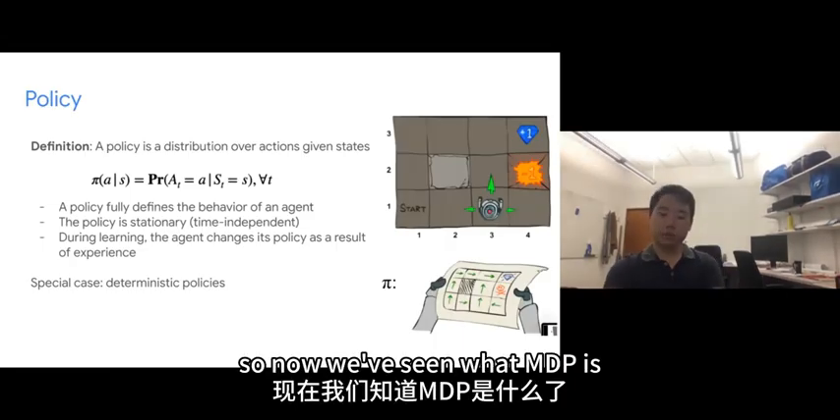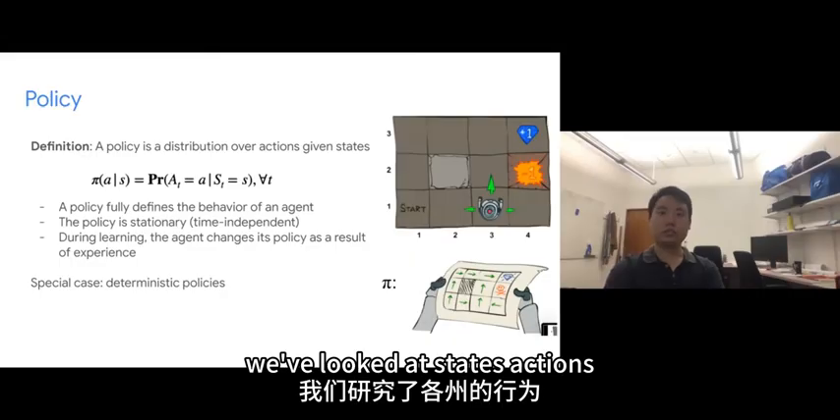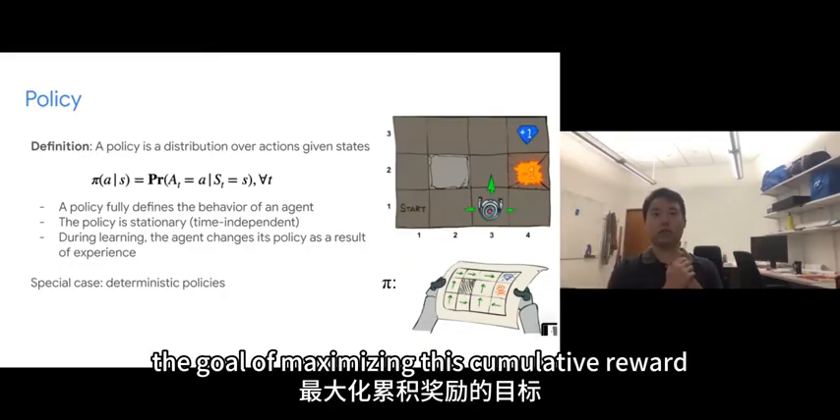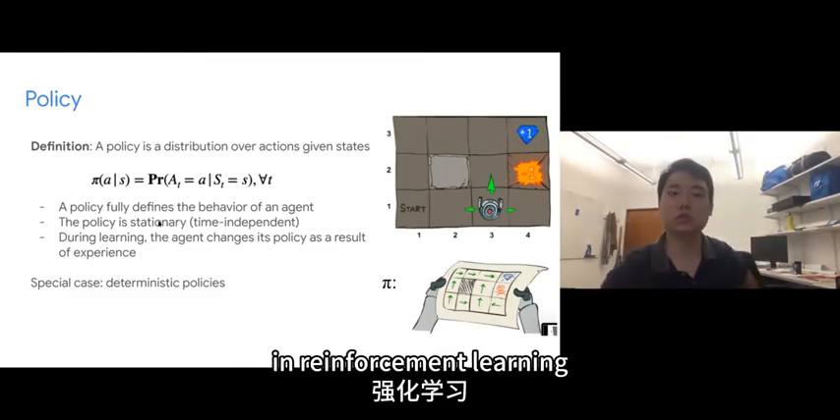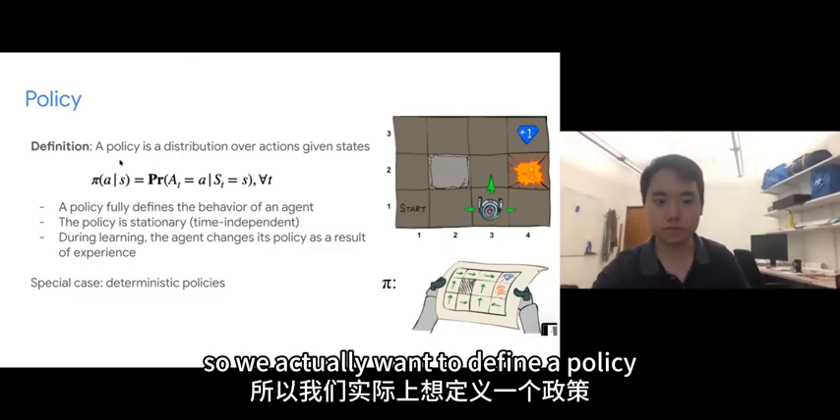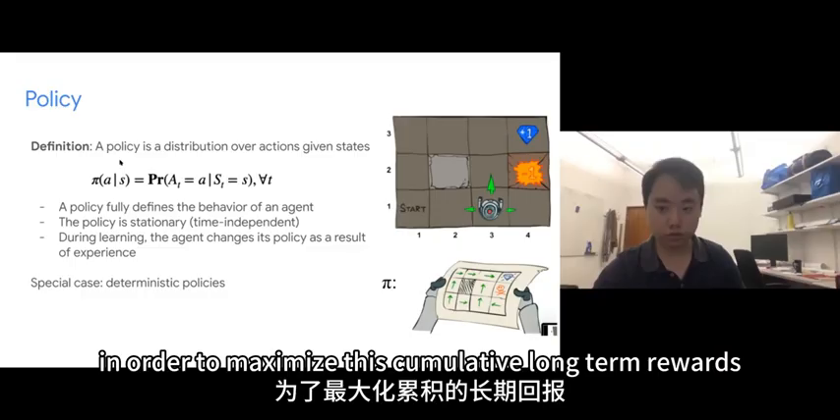So now we've seen what MDP is. We've looked at states, actions. We looked at the goal of maximizing this cumulative reward. So what do we actually want to do in reinforcement learning? We actually want to define a policy in order to maximize this cumulative long-term reward.